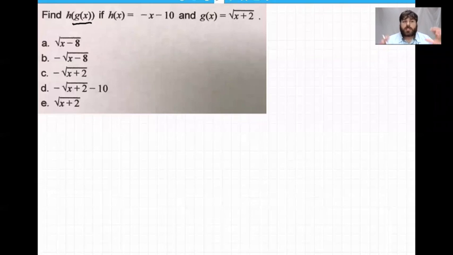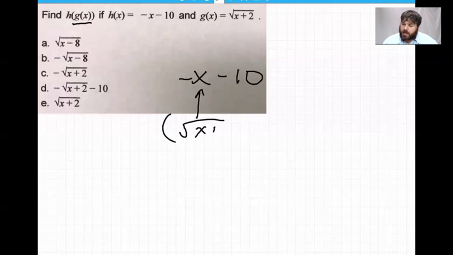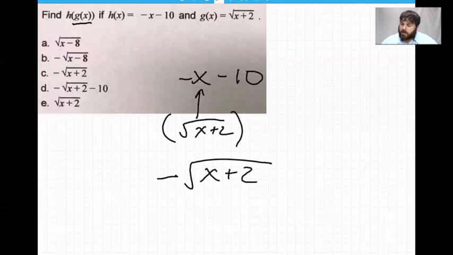You can see that when it's written in this form, it's very clear that g is shoved inside of h. Basically, we want to write h, but instead of every x that we see, we're going to replace that with the entire function of g. We're going to shove the whole thing inside there. So negative root x plus 2 minus 10.